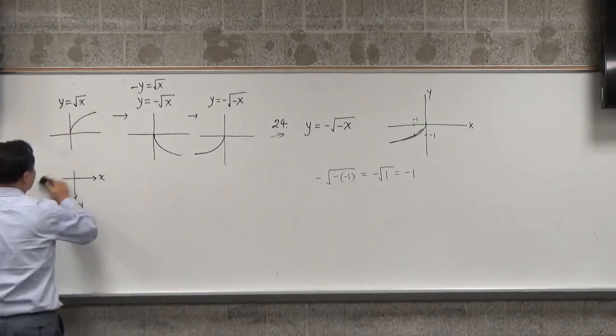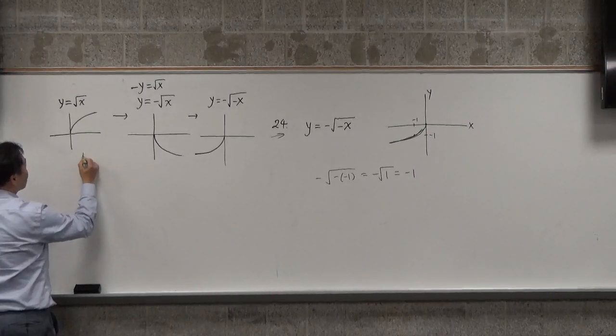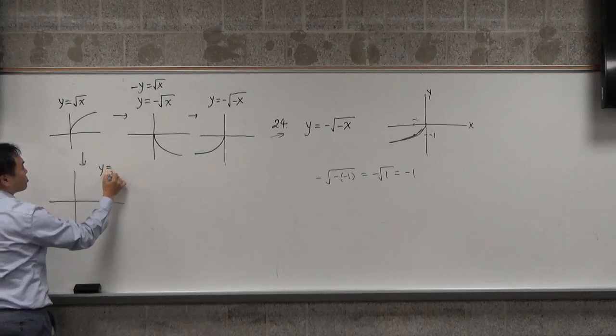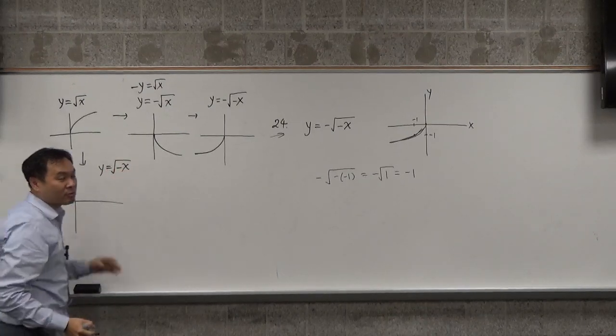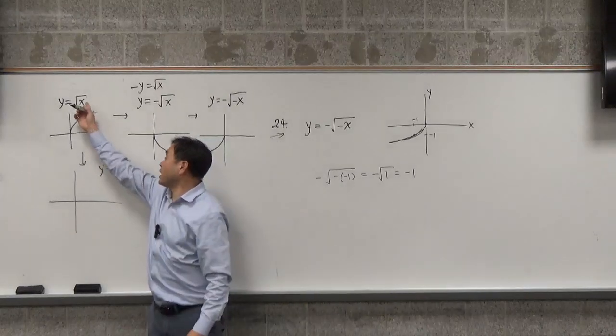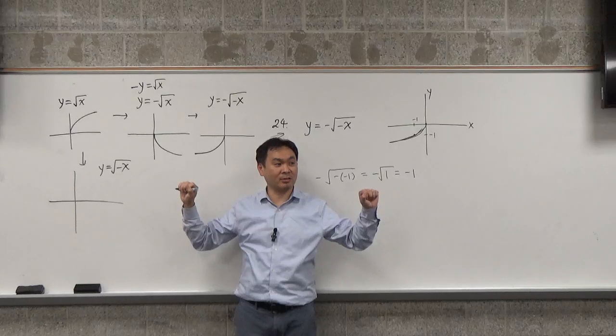Now, you could have gone this way as well. You could also first think about y equals the square root of negative x. What's the graph of this? If you went from x to negative x, what is that? X and negative x? Yeah.